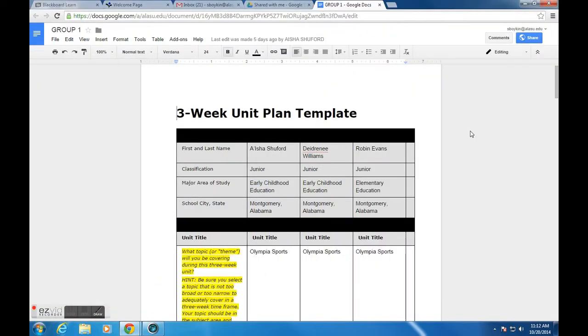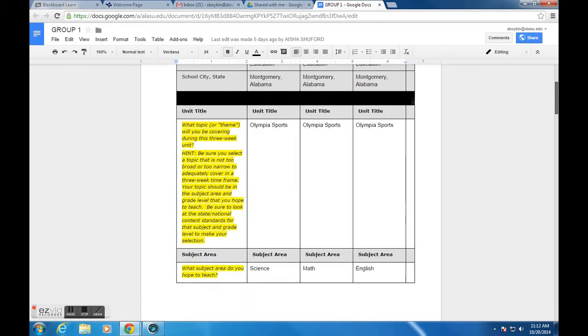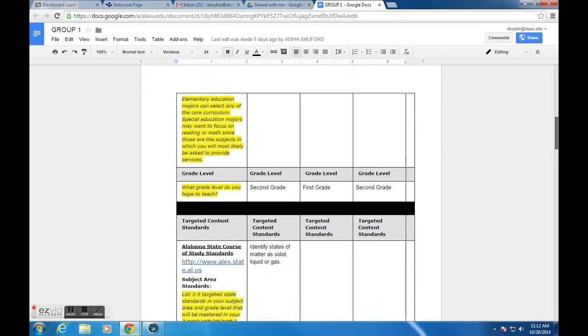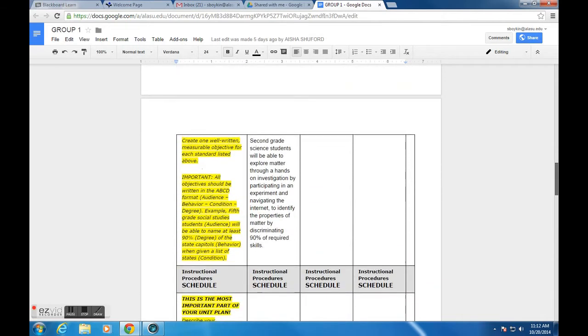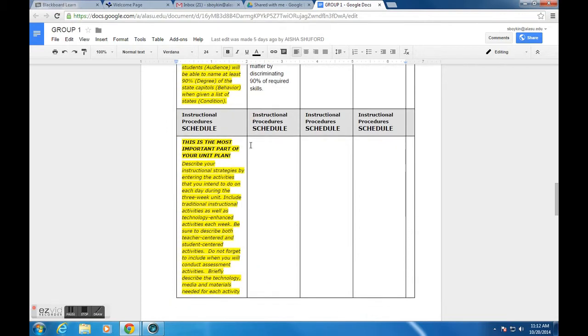The first thing that I want you to do is to go to your 3-week unit plan template. You will find that all of your instructions are in the first column. Notice the section for instructional procedures schedule. It's highlighted in yellow here.